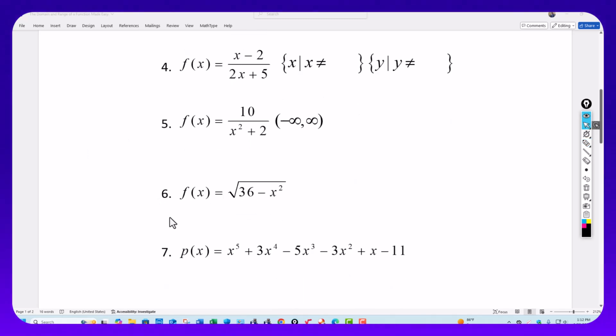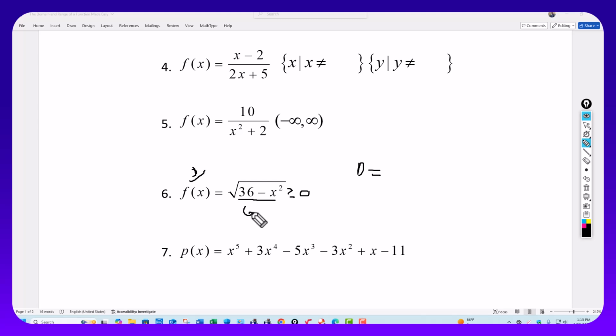Now the next one, f of x is equal to 30 square root of 36 minus x squared. Let's call this y. This again is one where we can look at the radicand here. We know that we cannot take the square root of a negative because that would be imaginary. We're looking for just real numbers for the domain. So one way to get the domain is to solve this inequality. We know the radicand has to be greater than or equal to 0. So you can solve that. And let's do it this way.